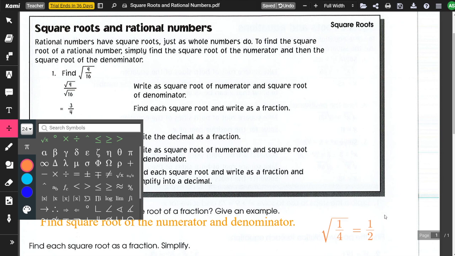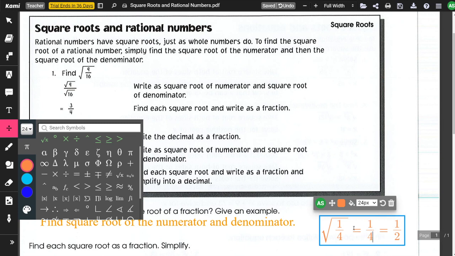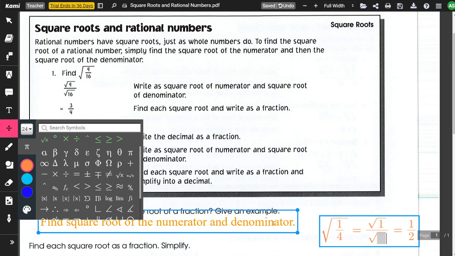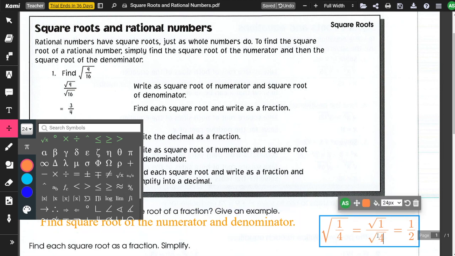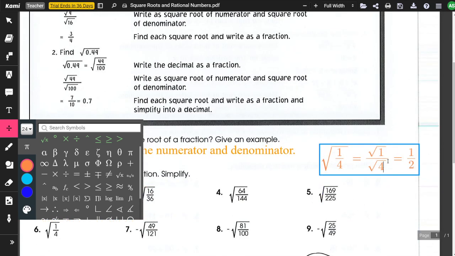So another way this could be written is the square root of 1 over the square root of 4. Let's see if this works. Yep, it did. So this is another way it could be written. Both mean the same thing.